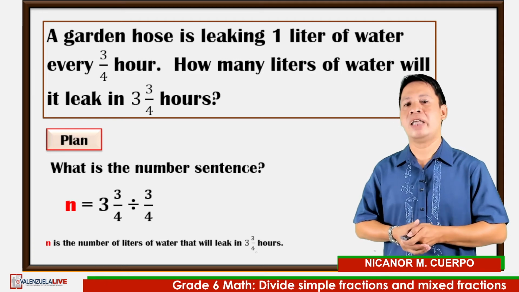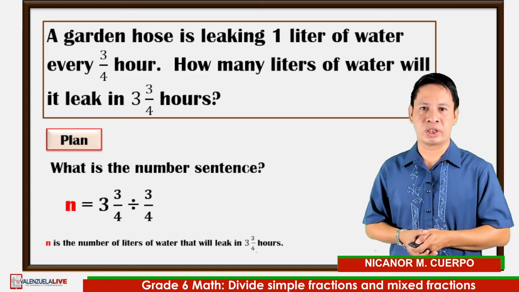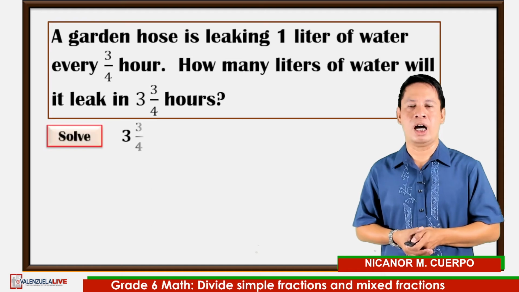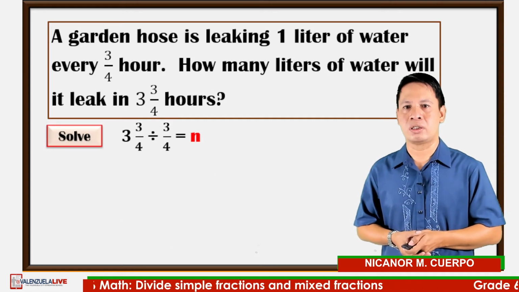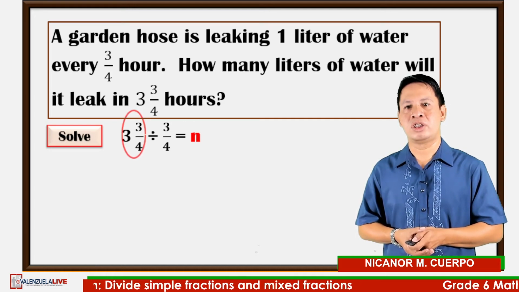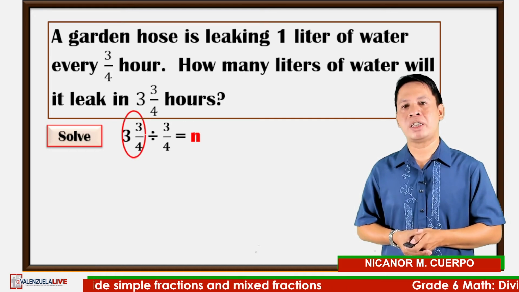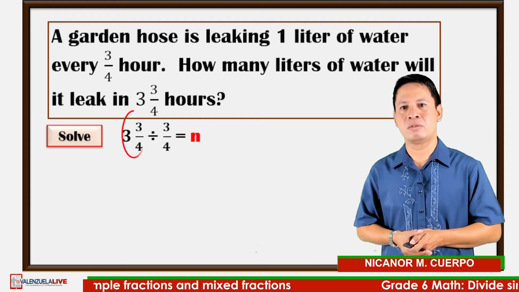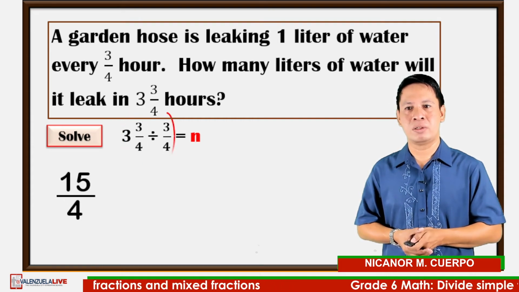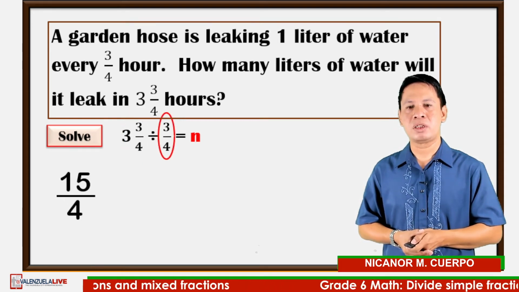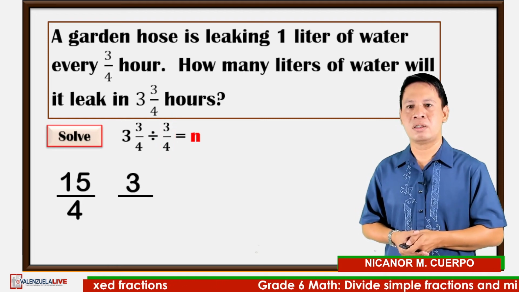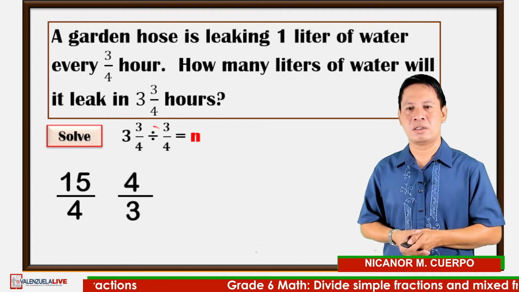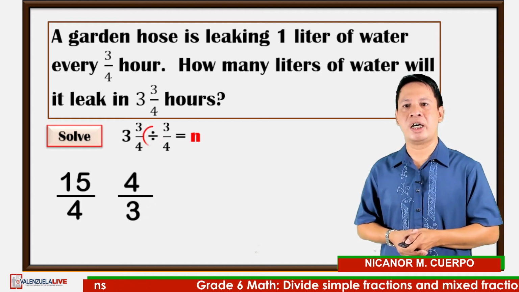liters of water that will leak in 3 3/4 hours. Now, let's solve. 3 3/4 divided by 3/4. So change mixed number to improper fraction. So that is 15/4. Then get the reciprocal of the divisor. Change the operation sign.